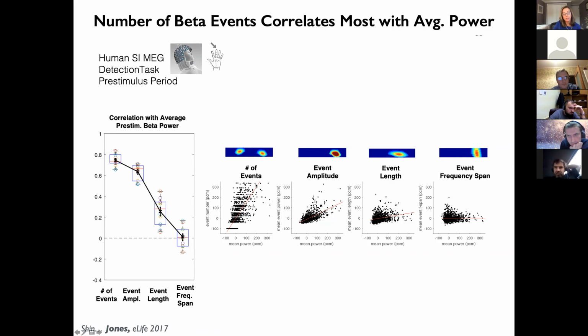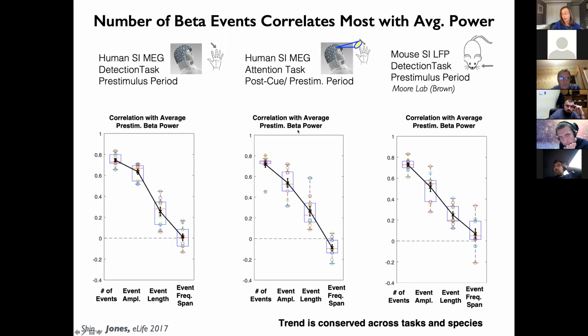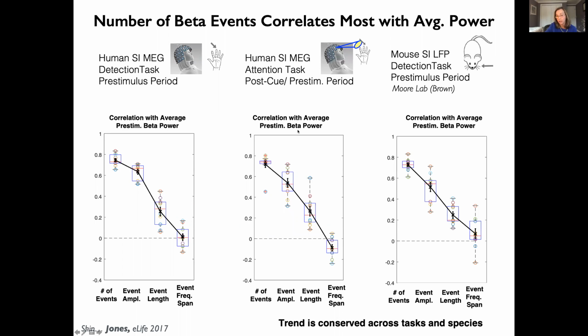And again, this phenomenon was conserved across different tasks. So this is our human detection experiment. We've also done attention experiments, and we've also, again, looked at this in mice. So this trend is conserved across species and recording modalities. When we have high power, it's not because we have a higher amplitude oscillation. It's because we have more of these transient events in the pre-stimulus period.